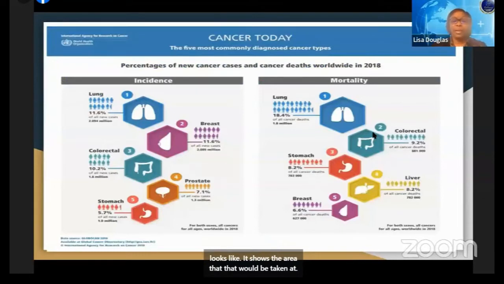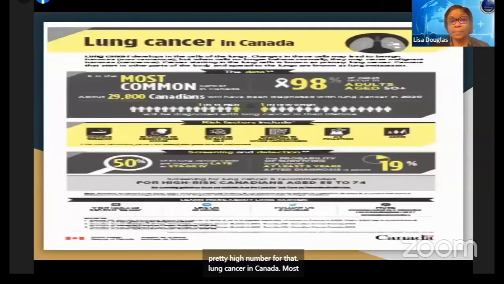Now, let's get some facts about lung cancer. Percentages of new cancer cases and cancer deaths worldwide. Lung cancer is 11.6% of all new cases. It is actually leading over breast cancer, or tying with breast cancer, I should say. The mortality: lung cancer accounts for 18.4% of all cancer deaths. So it's a pretty high number for that.